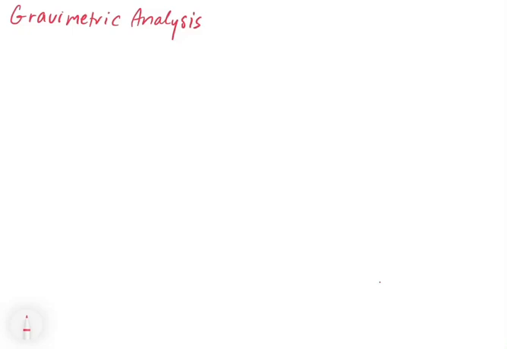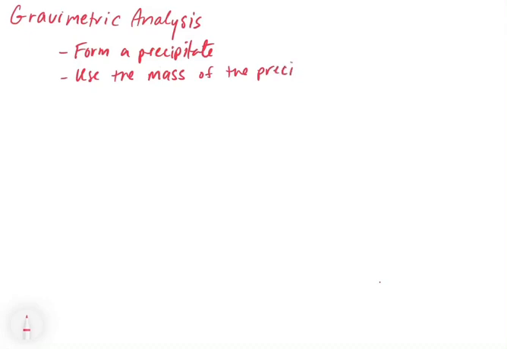For example, the first one we have is gravimetric analysis, and this involves forming a precipitate. So you form a precipitate, and then you use the mass of the precipitate to determine the concentration of an ion in solution. We're going to take a look at a problem in just a second where we do this. We're going to take a look at two problems where we do this.